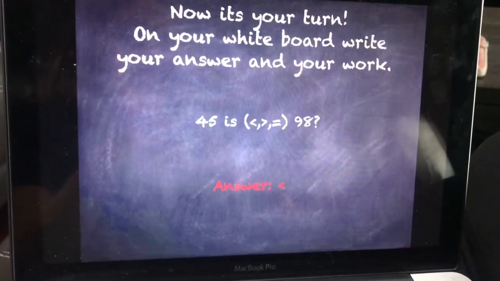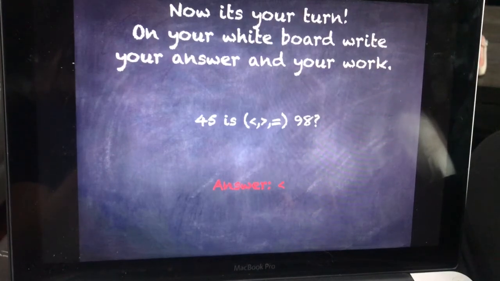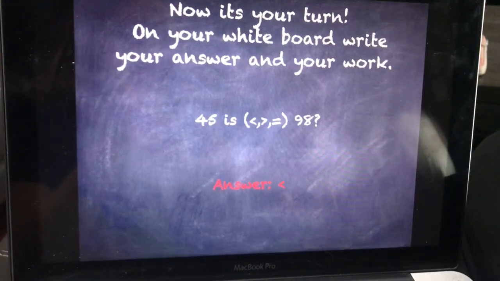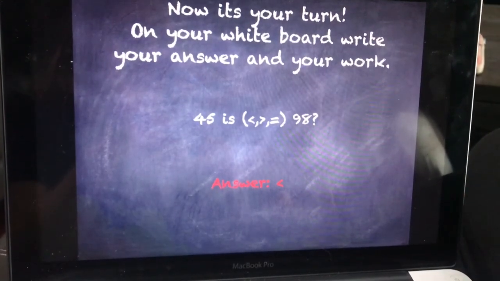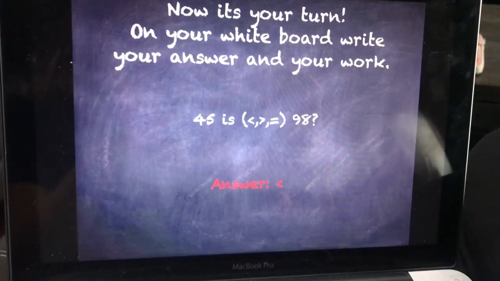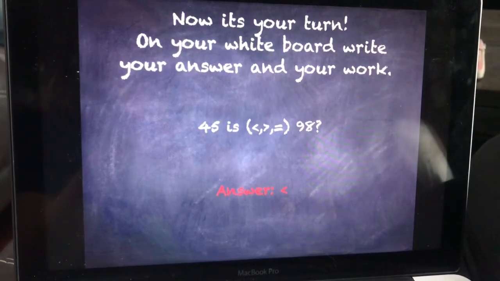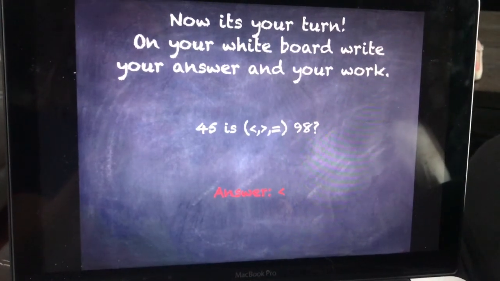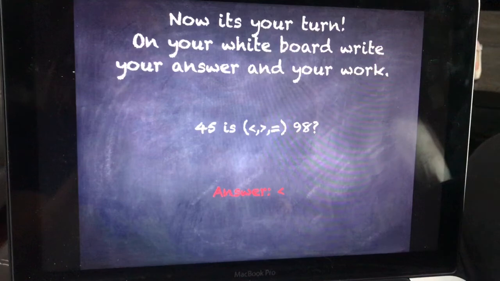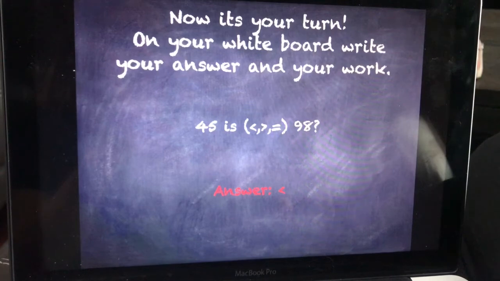Okay, class, now it's your turn. On your whiteboard, write your answer and your work. 45 is greater than, less than, or equal to 98? All right, I'm going to show the answer. Oh, I love how you guys use sticks on your whiteboards. I loved how some of you use stars. The answer is less than. Good job.